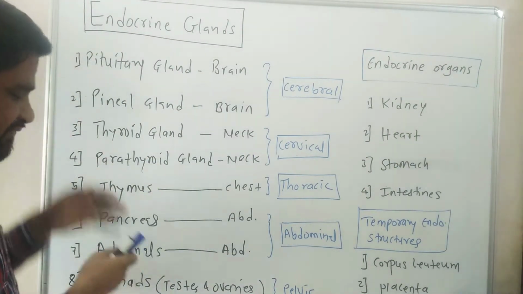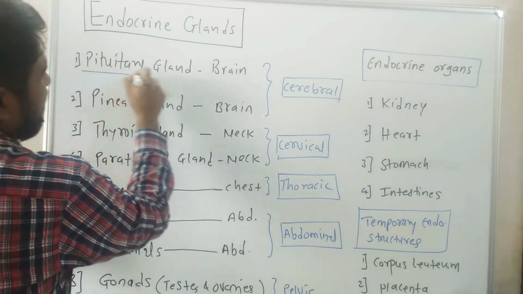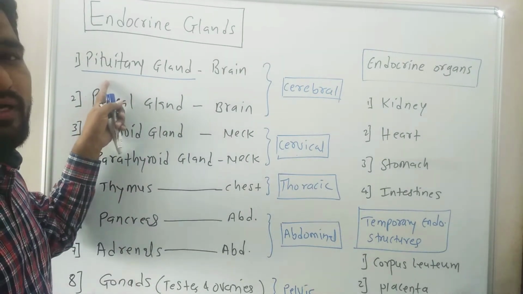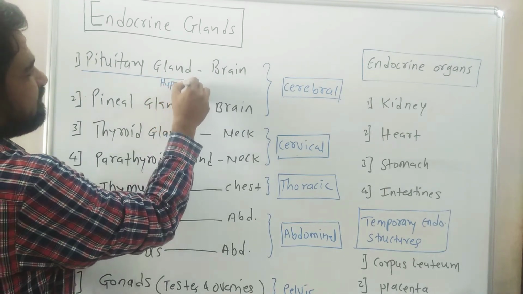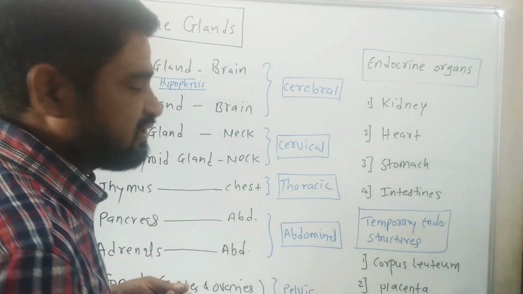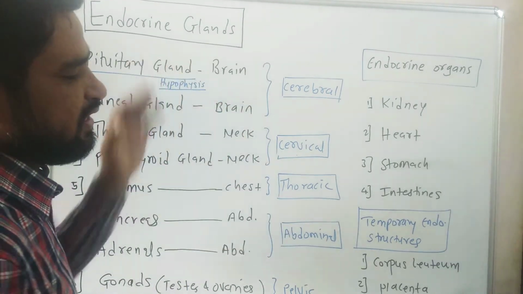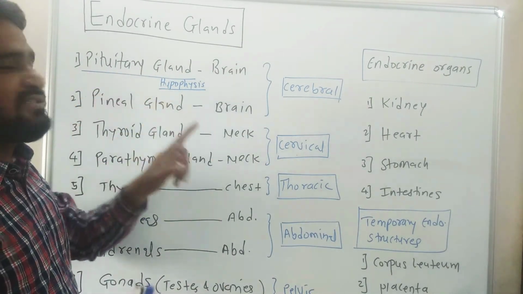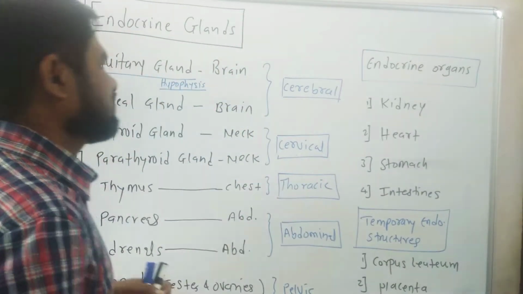Number one, which is also called the master endocrine gland in our body, is known as the pituitary gland. The pituitary gland is the master endocrine gland of the body, which is also called hypophysis. Today this is only the introduction of endocrine glands because the chapter consists of details of all these endocrine gland structures and the endocrine organs. So this pituitary gland is also called hypophysis, which is located in the brain. We'll see the exact position and all these things.